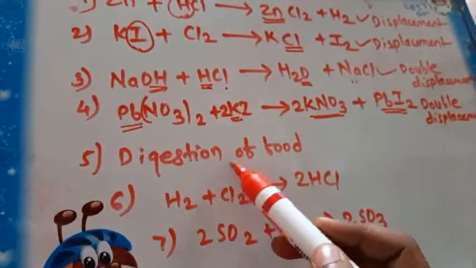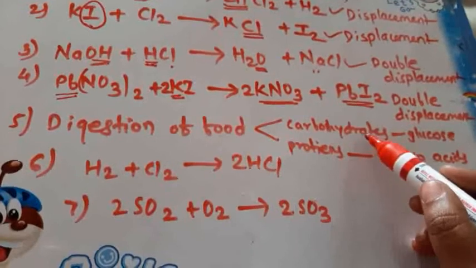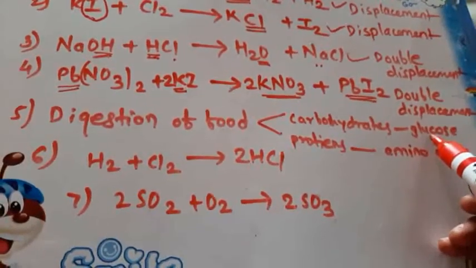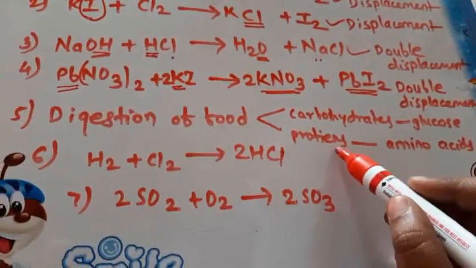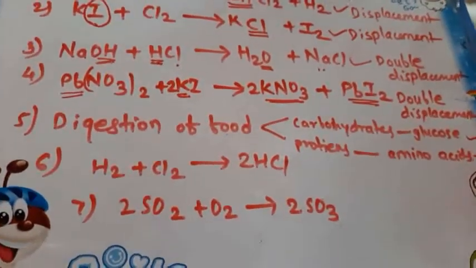Next is digestion of food. During digestion of food, carbohydrates are decomposed into simpler form glucose and proteins are decomposed into simpler form amino acid. That's why this is a decomposition reaction.